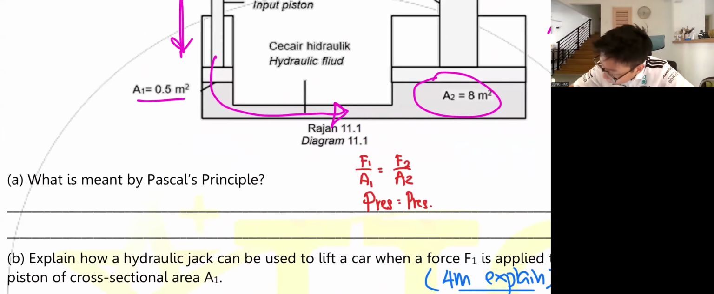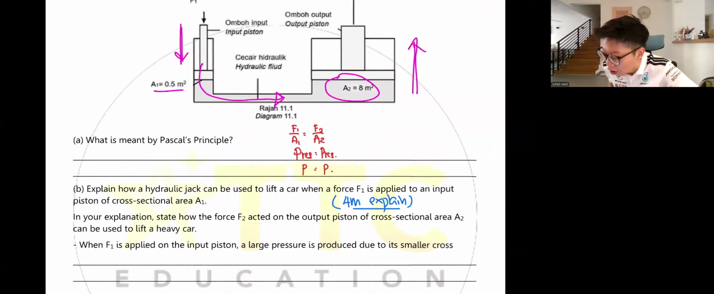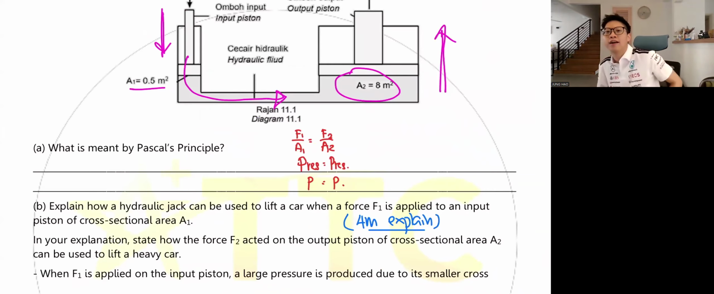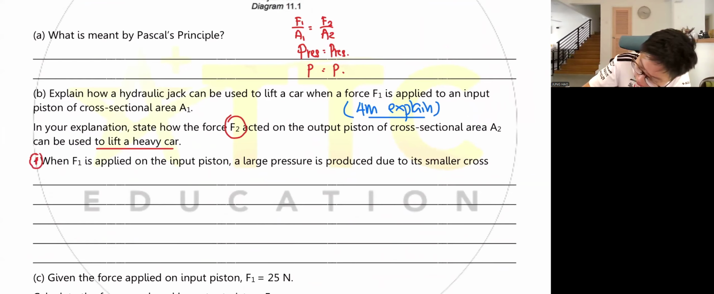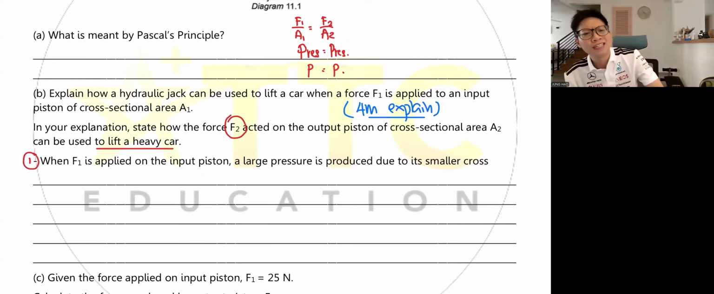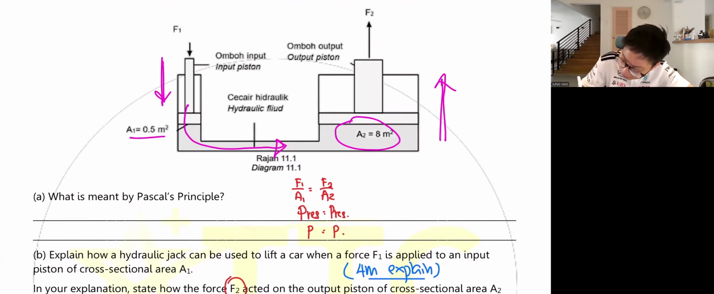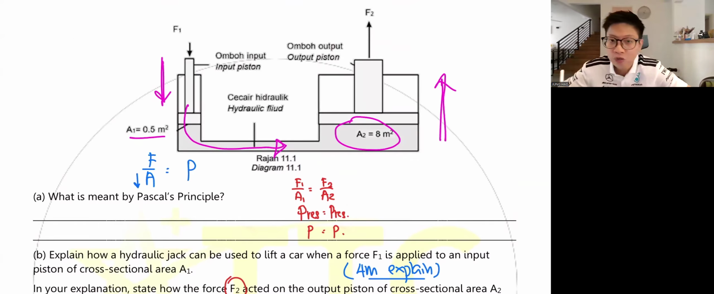Okay, it came from pressure equals to pressure. So that's why when we write this thing, right, now we got a lot of people say force. Okay, so now explain how the force F2 can lift a heavier car. So I already give you the first answer. When the F1 is applied to the input piston, a large pressure is produced. Because the area here is small, so F over A equals to P. So we will purposely reduce the area to increase the pressure.